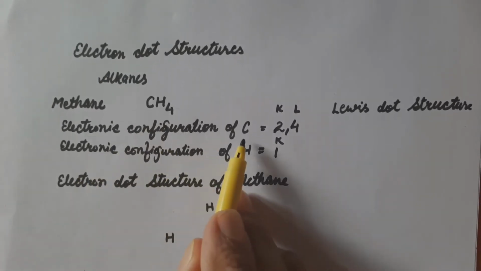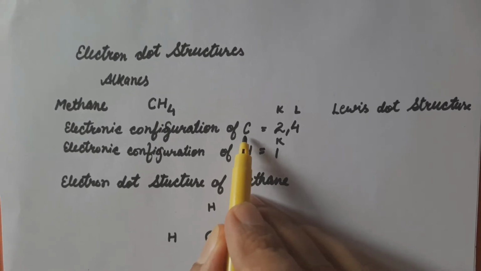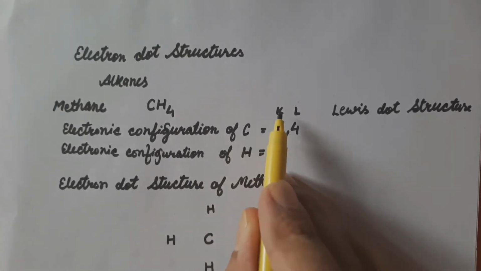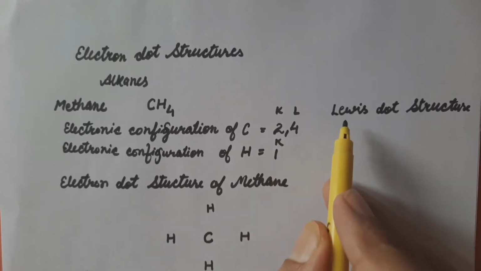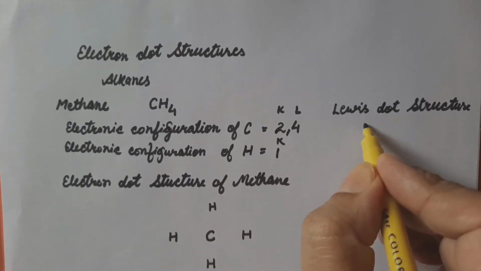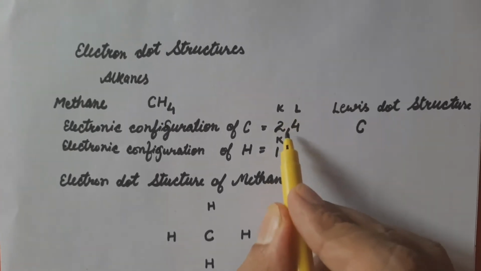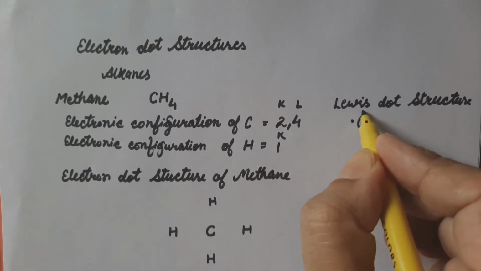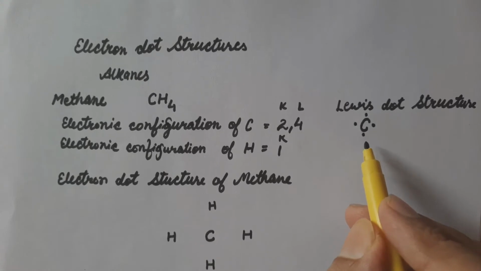Electronic configuration of carbon, as we know: the atomic number of carbon is 6. The electronic configuration is 2, 4. The K shell has 2 electrons, the L shell has 4 electrons. So for the Lewis dot structure of carbon, we write the symbol, then the electrons in the outermost shell are 4. 1, 2, 3, 4. This is the Lewis dot structure for carbon.